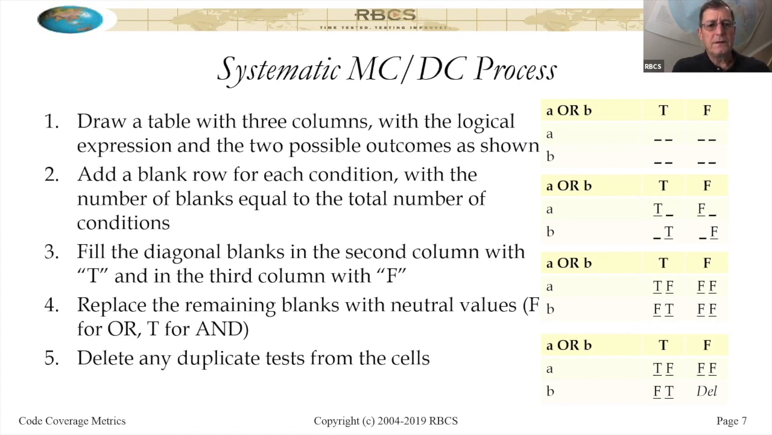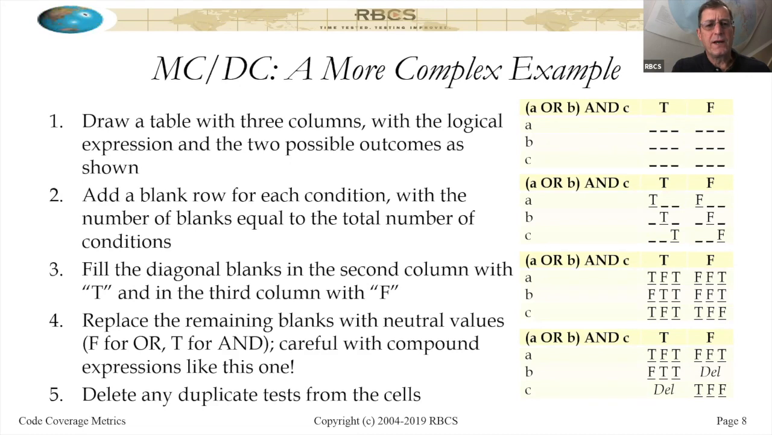Now, let me just show you a more complicated example here. I don't want to dwell on this too much because I don't want to spend an inordinate amount of time talking about MC/DC coverage, but I do want to point out that you can have more complicated examples like the one here. So in this case, we have 3 atomic conditions, A, B, C, and the logical expression is (A or B) and C, okay?